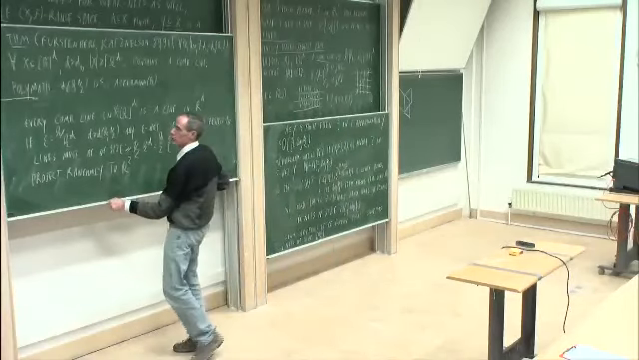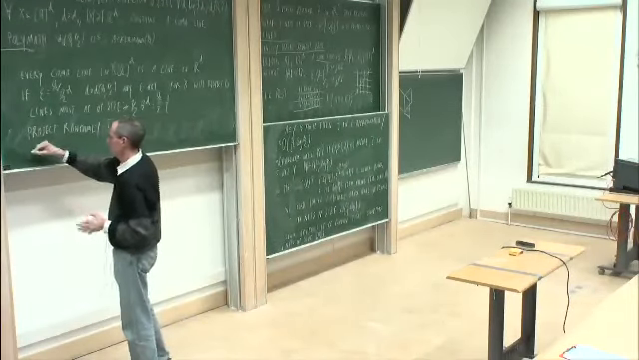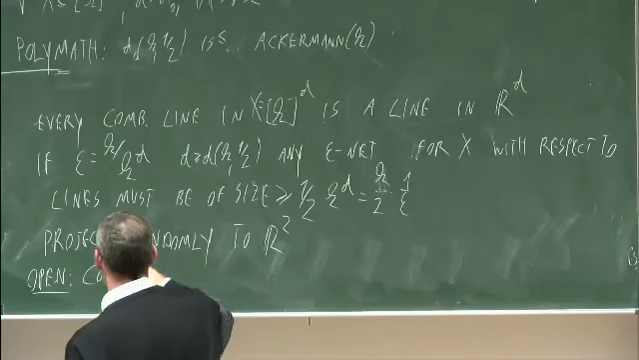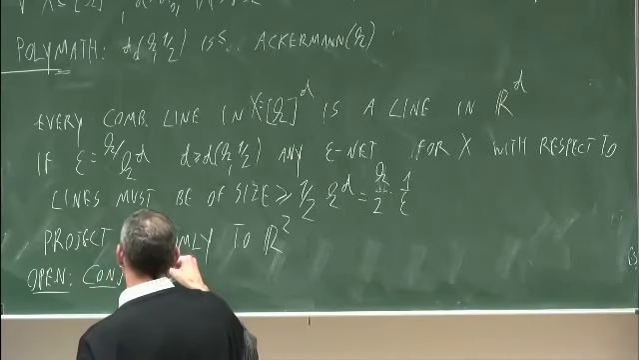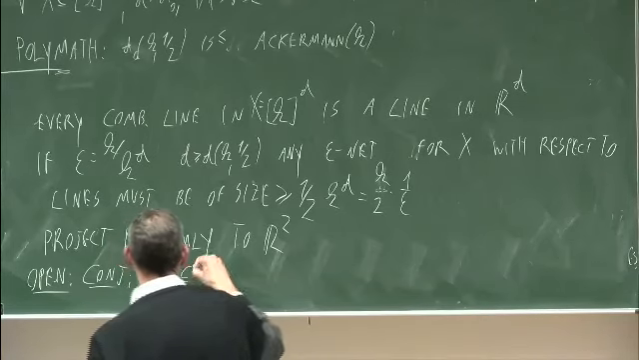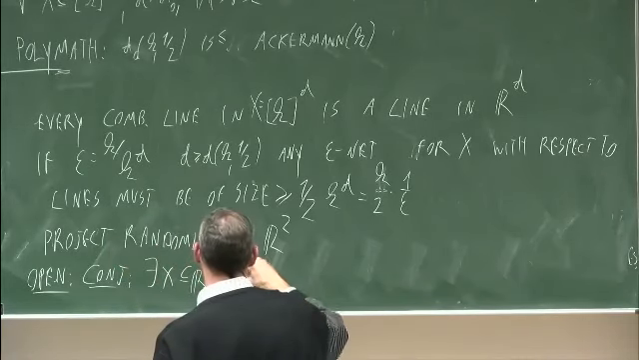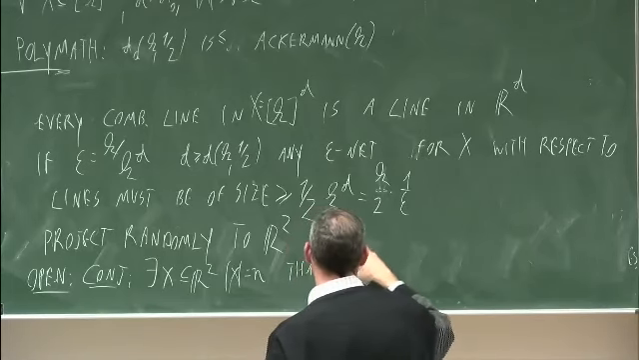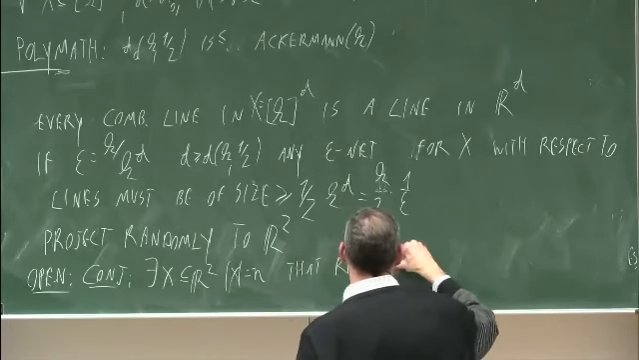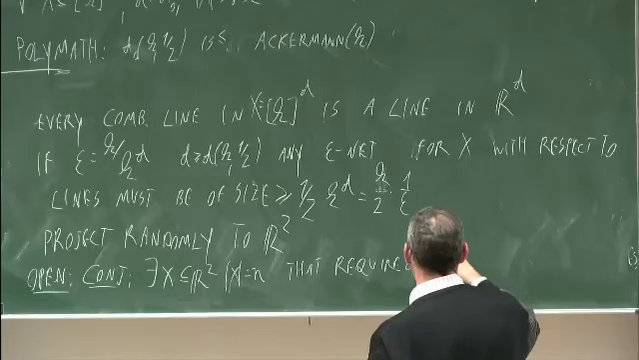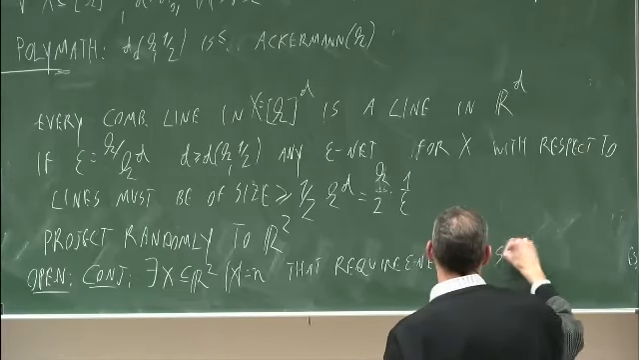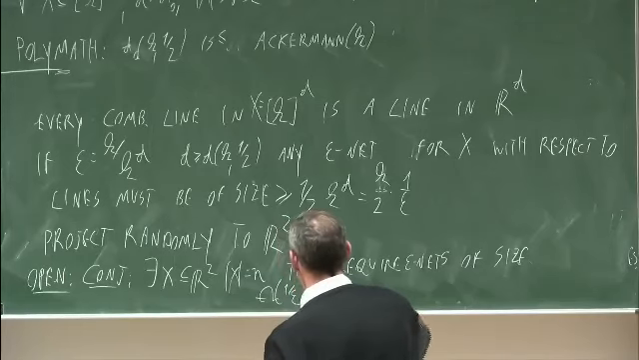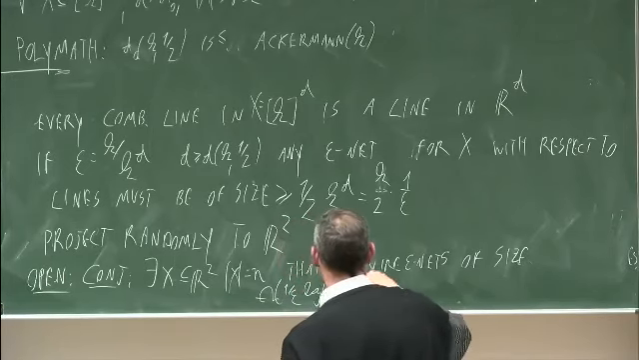Let me just mention one open problem. Maybe I'll just state it as a conjecture, that there exist finite sets X in the plane, |X| = n, that require epsilon-nets of size really 1 over epsilon log of 1 over epsilon with respect to lines.